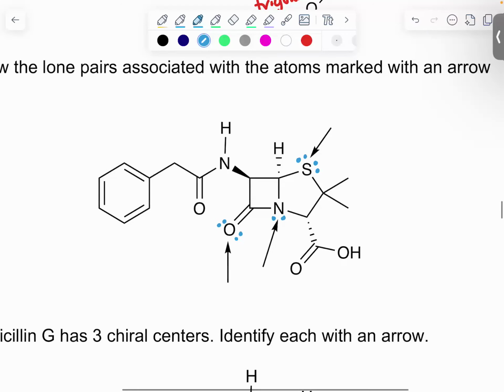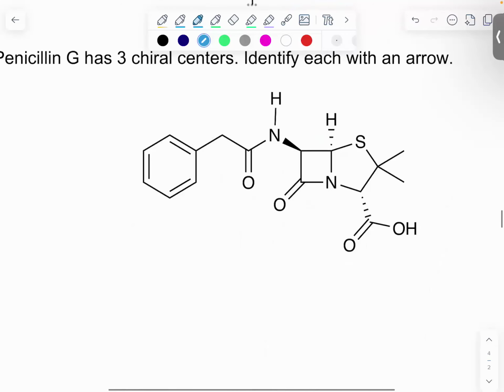Please, guys. Okay. Penicillin has 3 chiral centers. Identify each with an arrow. Anybody feel confident on their 3 identified chiral centers and want to come up here and circle them on the iPad? I believe in you guys. We have a winner. There you go.